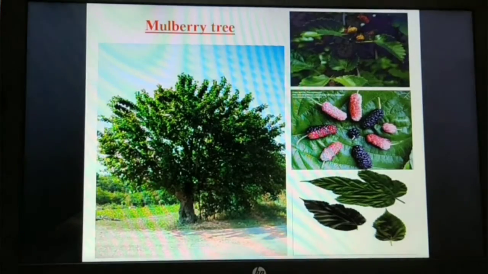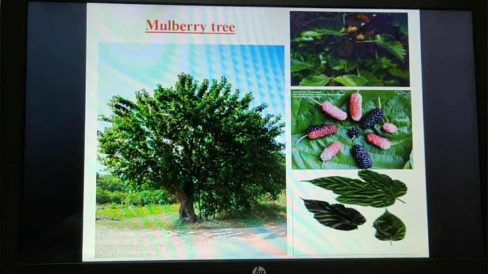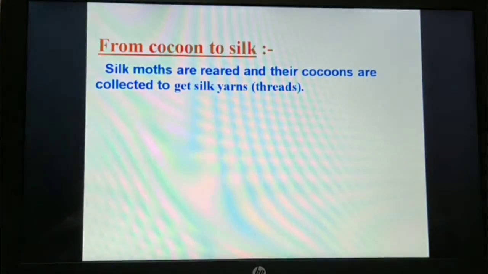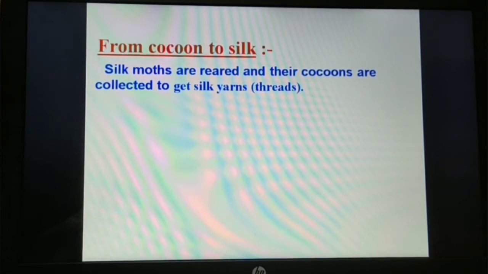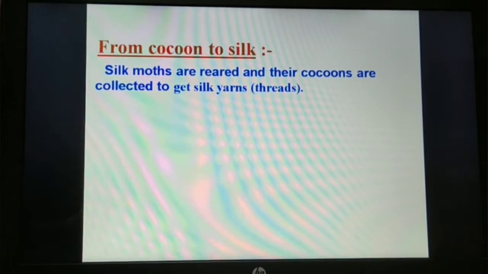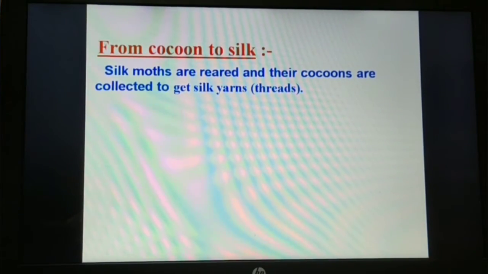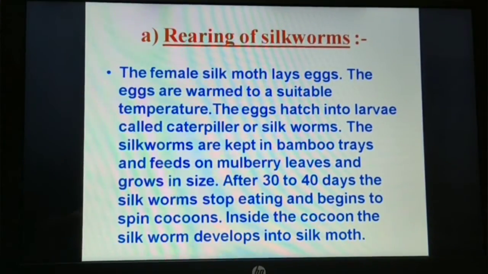Next, this is the mulberry tree on the leaves of which the caterpillar feed on and they survive and they grow. So this is the leaves of the mulberry tree. Here is the mulberry tree. So they feed on them. So from cocoon to silk, you see silk moths are reared and the cocoons are collected to get silk yarns, that is threads. So you can see this is the silk moth are reared for this because they want silk threads. Rearing of silkworms, this is called as sericulture.